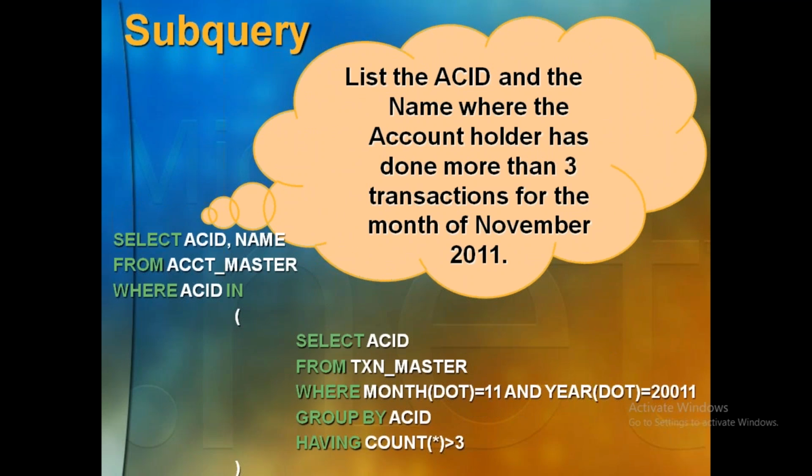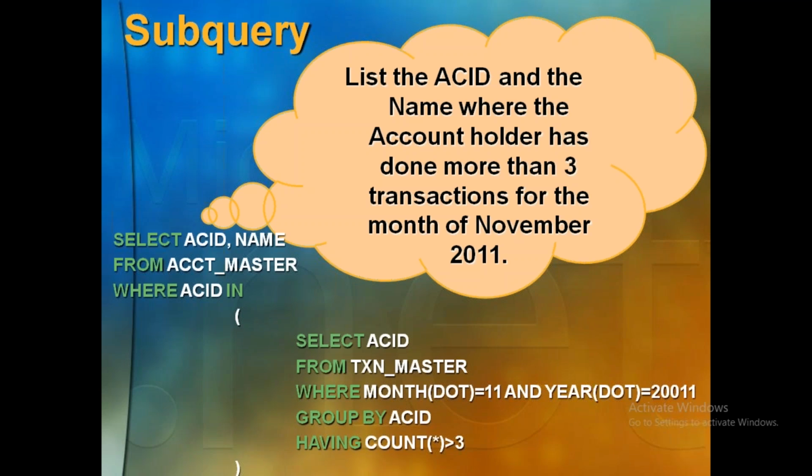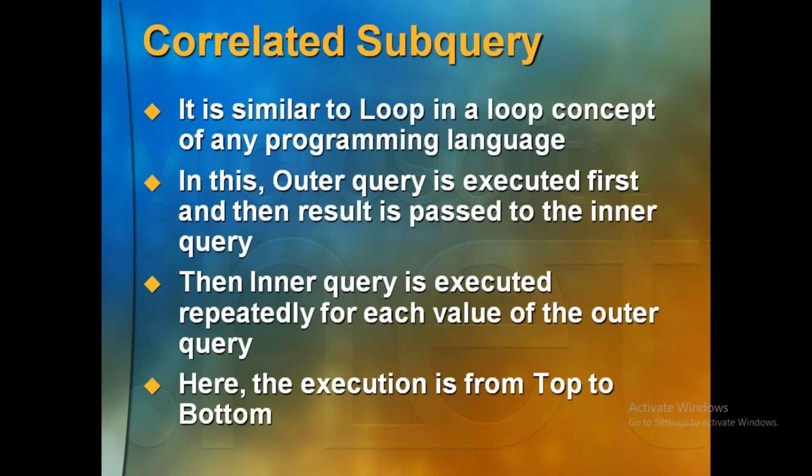Now, this is one example you should be able to try. List the account ID and the name where the account holder has done more than three transactions for the month of November 2011. You should be able to use joins, as well as subqueries, and write it. Okay. So I am not giving anything here, so you keep trying.